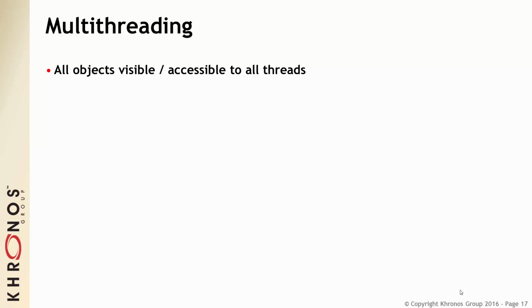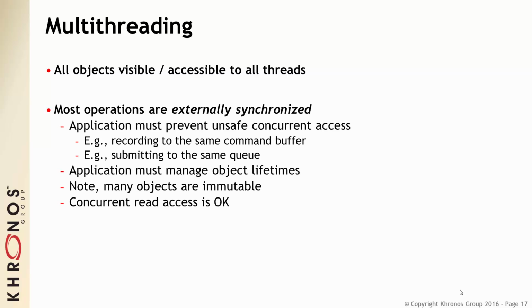Any thread can see any object. Any thread is welcome to touch any object as far as Vulkan is concerned. You have to decide whether it's safe to do so. We give you the rules, and you decide and do the synchronization. The term we use in the spec for most of the objects in Vulkan, or most of the operations on objects, is externally synchronized.